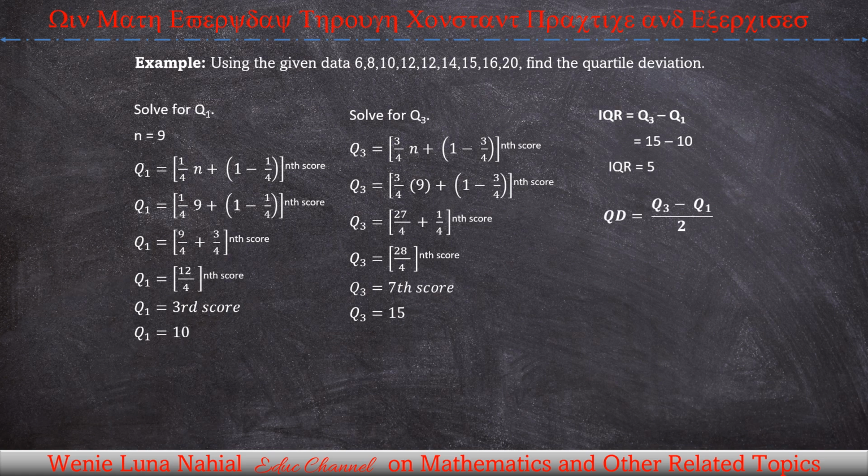Then for the quartile deviation, you have to divide your interquartile range by 2. So you get 15 minus 10 divided by 2. You have 5 divided by 2. So that is 2.5. So our analysis here, the amount of deviation from the median value is 2.5.